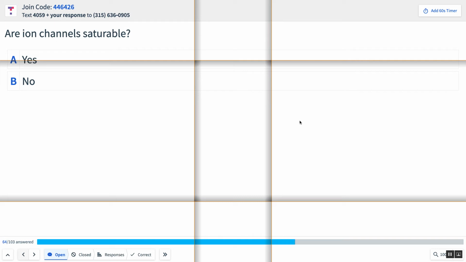All right, we have about 76 people. I'll go ahead and give you 10 more seconds. We're already up to 90 almost. You can talk to your neighbors. We talked about carriers having a max flux, the number of carriers and the turnover rate, but what about ion channels? All right, I'm going to go ahead and close this one.